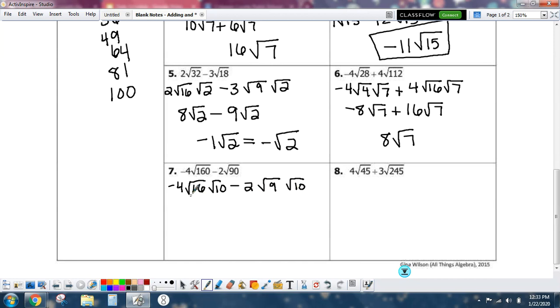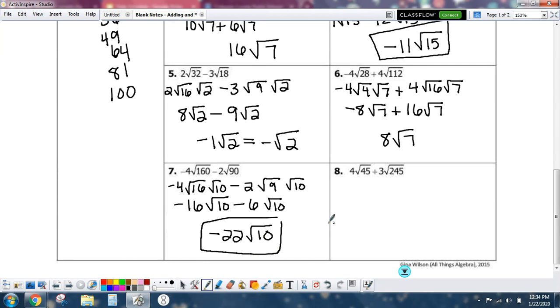Okay, and then simplify, that's 4. Negative 4 times 4 is negative 16. Square roots of 10. And then this is 3. So negative 2 times 3 is negative 6. Square roots of 10. Now remember, this is negative 16 minus 6, and negative 16 minus 6 is negative 22. And then since they're both square roots of 10, bring that down. Try 8.